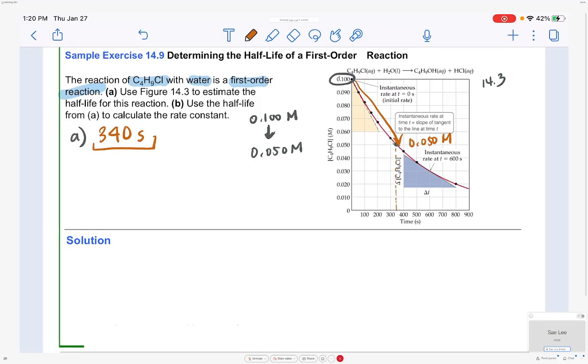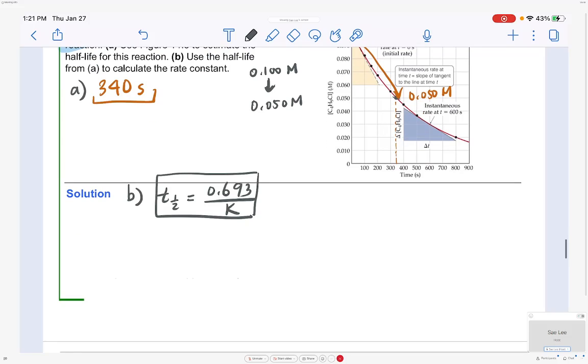For B, we need to find the rate constant. Then we need to bring in the half-life equation. So the half-life equation is this. Then we can solve for k because we already know the half-life time.